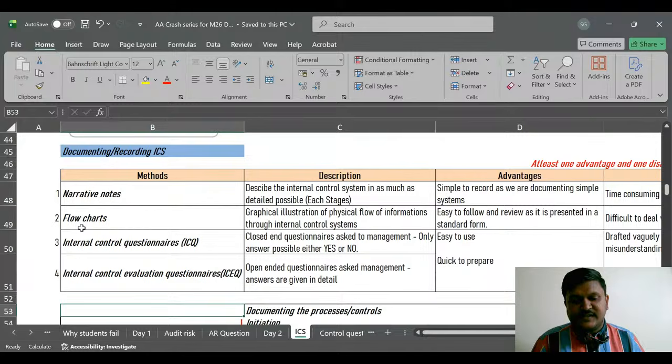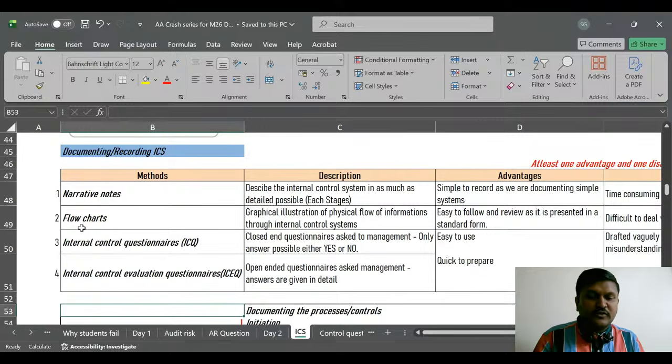We have 4 methods. One is a narrative note. We have a flowchart method. We have an internal control questionnaire method, and we have internal control evaluation questionnaires also. The question will be very straightforward. Basically they could ask what are the methods, name two methods, or describe two or three methods by which the auditors can document internal controls, and either they could ask for advantages or for disadvantages also. This particular thing is again available in the document that I am going to share with you.